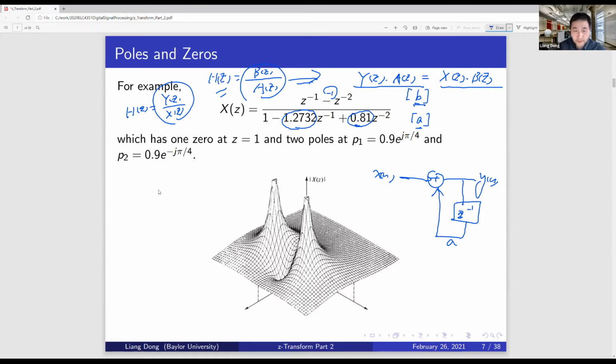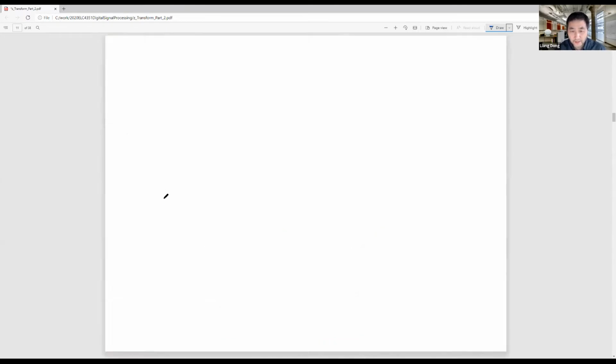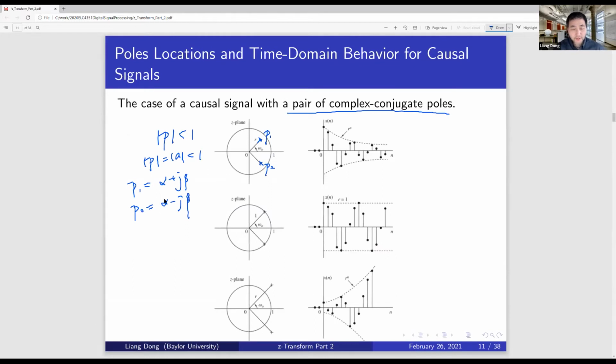That gives me that if you factorize this and find the P1 and the P2, they have to be in conjugate pair format. It's coming from the real coefficients. So we are back to here.